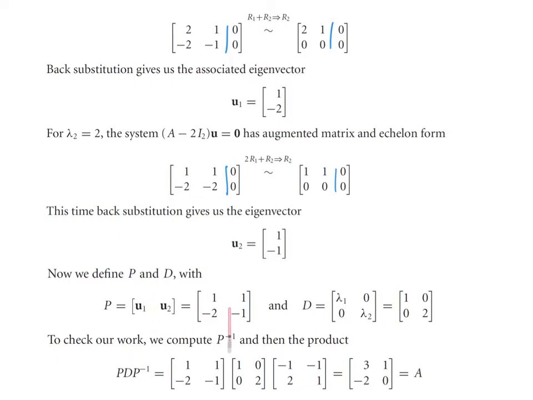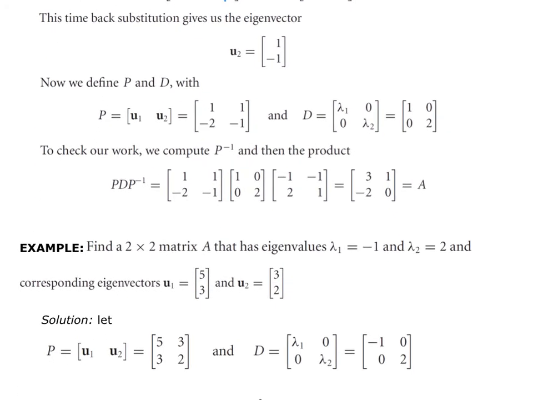So now I found my P matrix, I found my D matrix. And then I'm going to go ahead and check. So the way I'm going to do it is I'm going to check by doing P multiplied by D multiplied by P inverse, finding our regular way of finding the inverse matrix. And I end up with A.